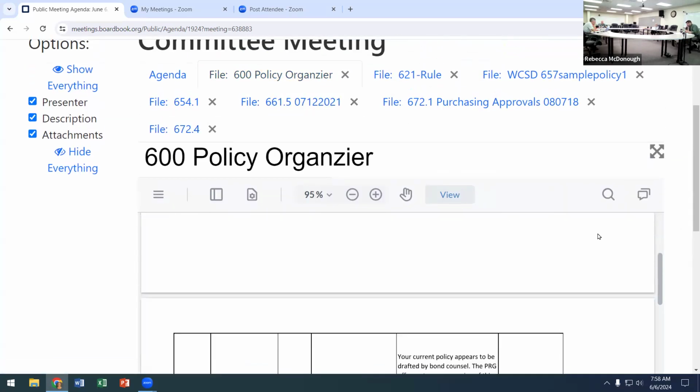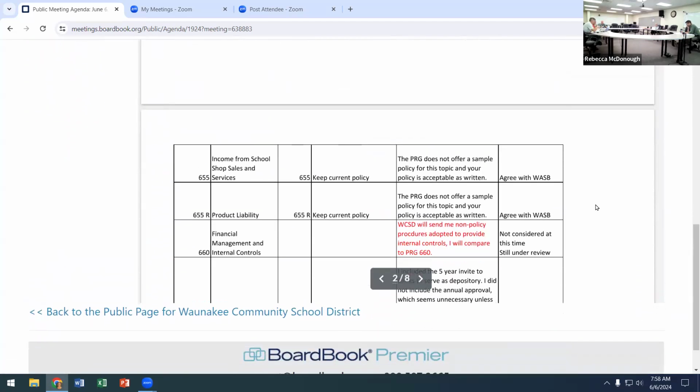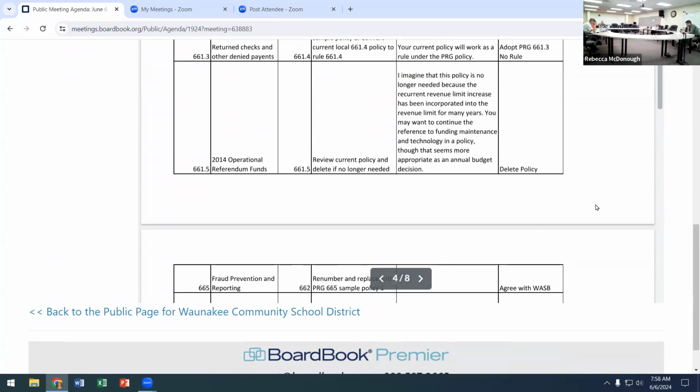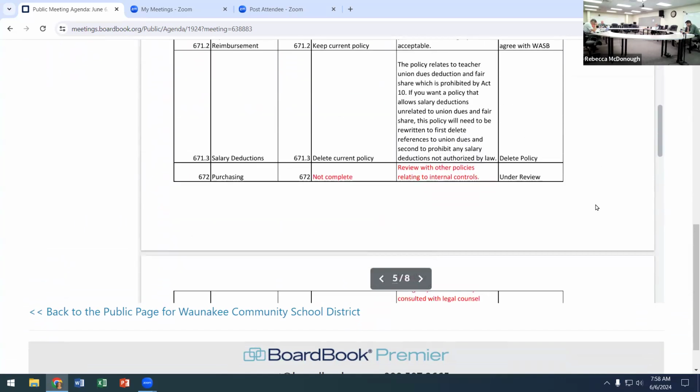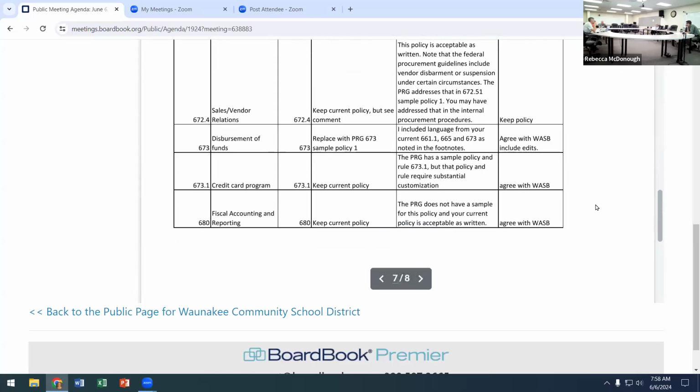673 is disbursement of funds. And we are looking to replace with the PRG version. Steve, do we currently have forgery bond insurance? Yeah, we do. One of the things that Barry has done is taken this PRG, and if there are pieces within our current policies that we want to keep, he's added those in. So those changes have been made.